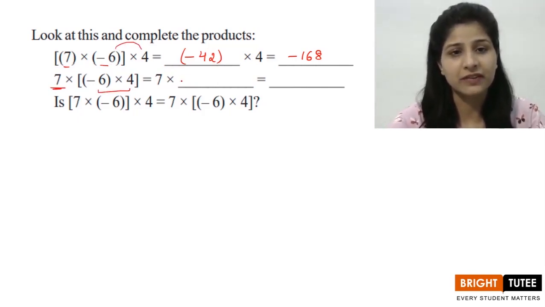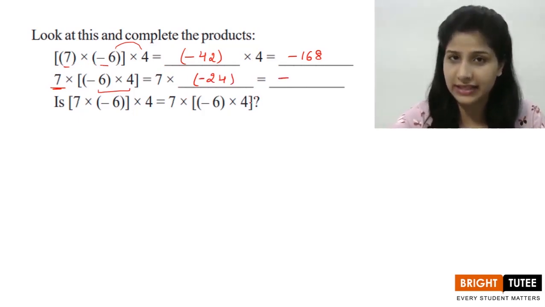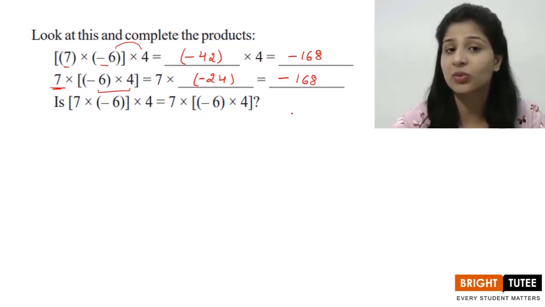So 7 into 6 into 4 will be 24 but negative 24. Negative 24 multiplied with 7 will give us a negative integer as the answer. So 7 4s are 28, right? So 2 will be the carry. 7 2s are 14 and 2 is 16. Again students, you see we are getting the answer as 168.